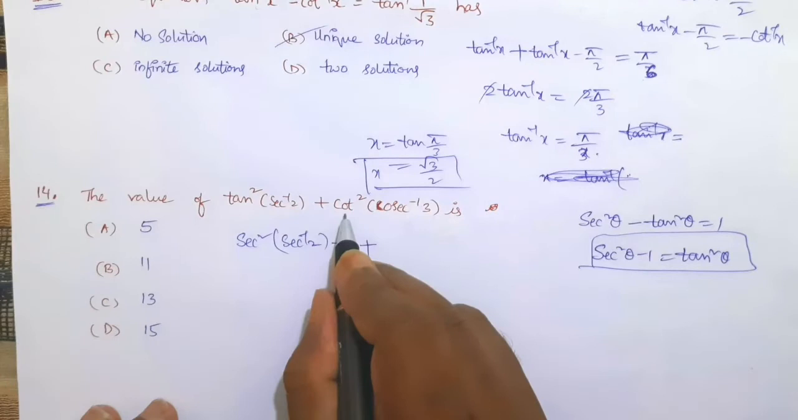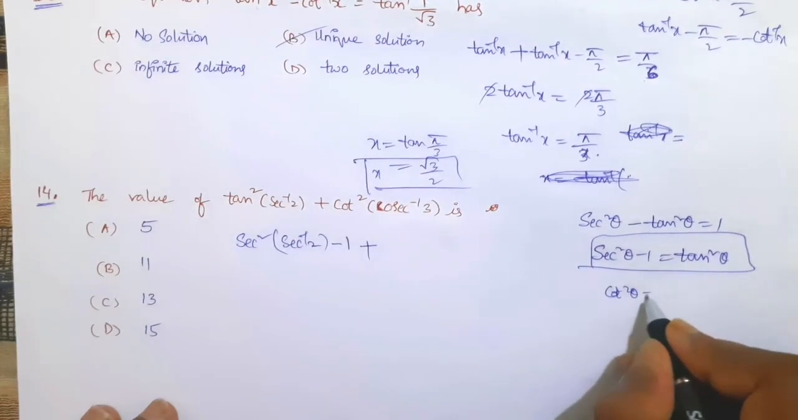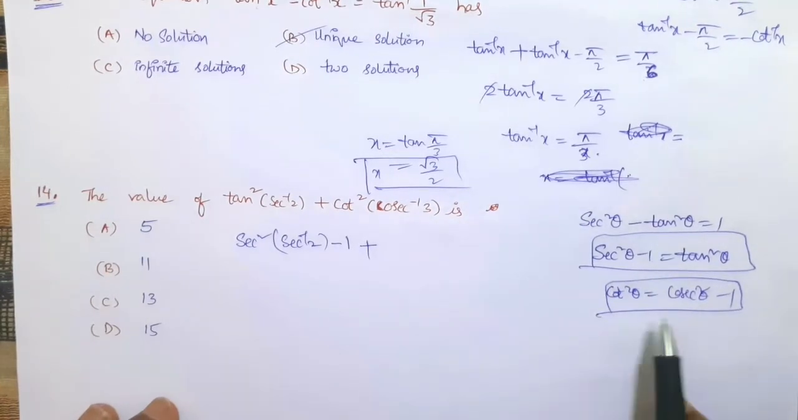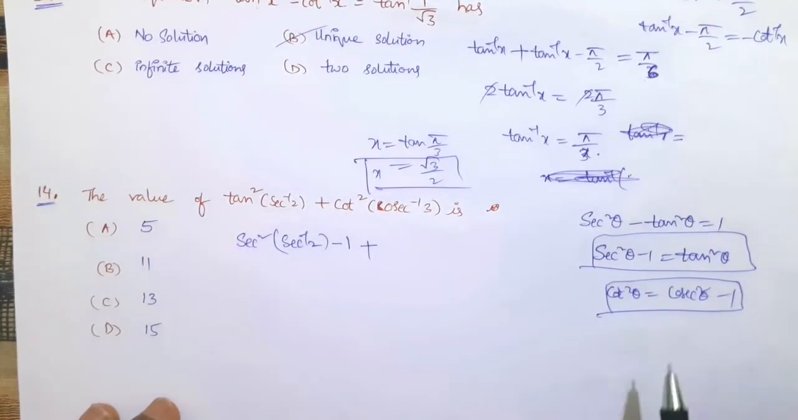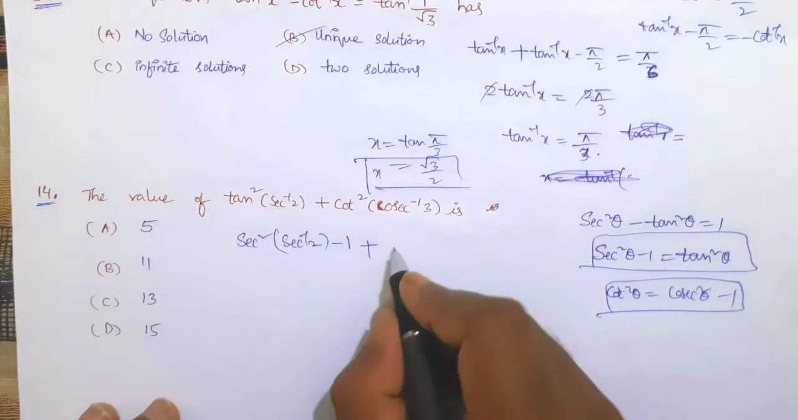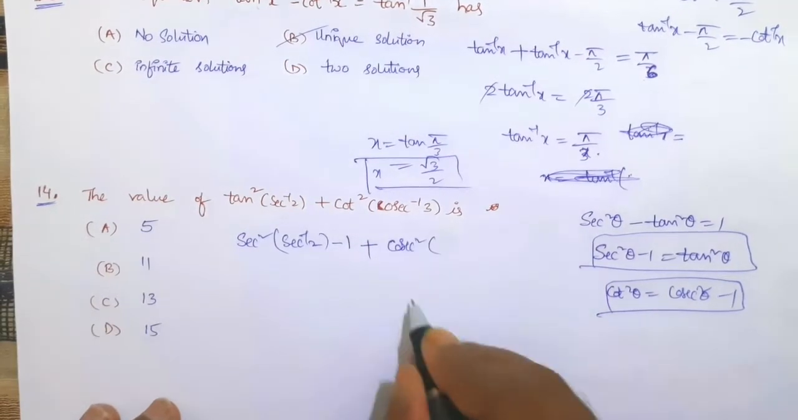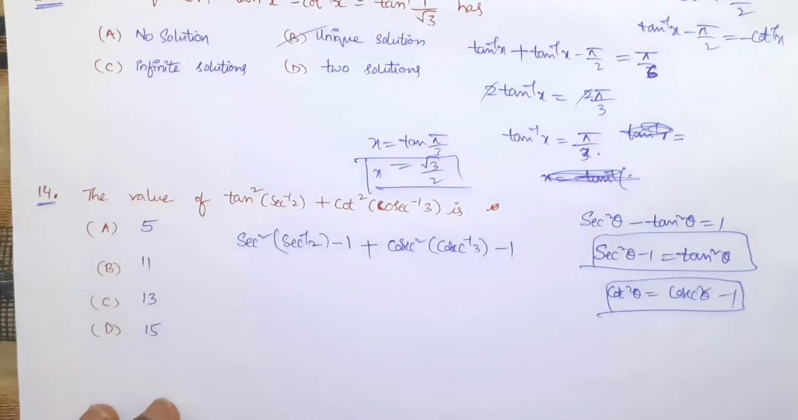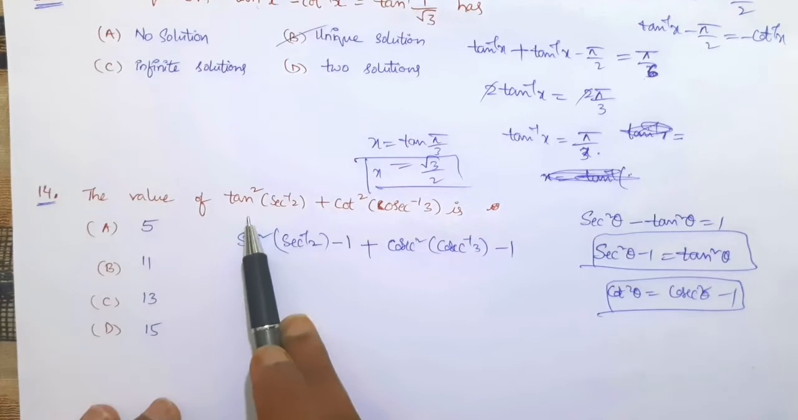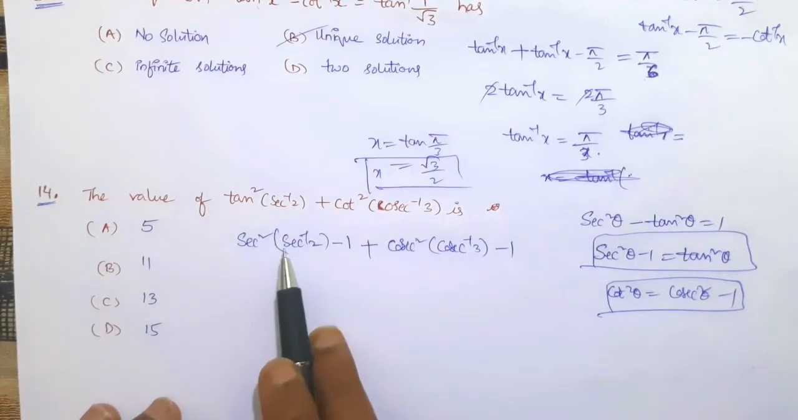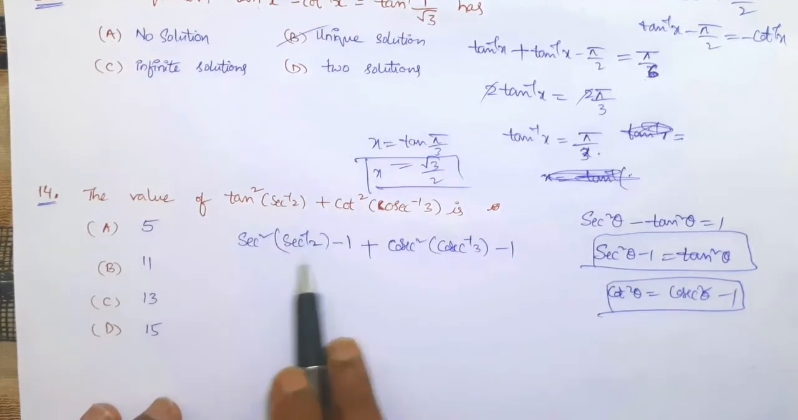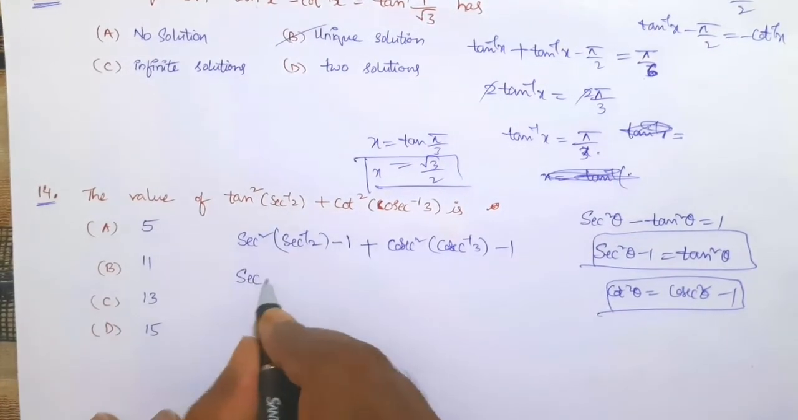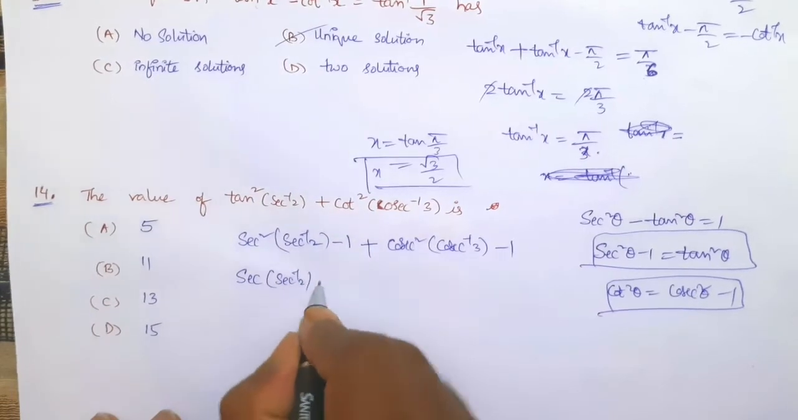Again, cot square theta we can write as cosecant square theta minus 1, according to the identity cosecant square theta minus cot square theta equal to 1. So cot square is cosecant square theta minus 1, where theta means cosecant inverse of 3. Hope you understood. Tan square we have converted in terms of secant square, which is secant square theta minus 1. Now secant square means secant theta into secant theta.